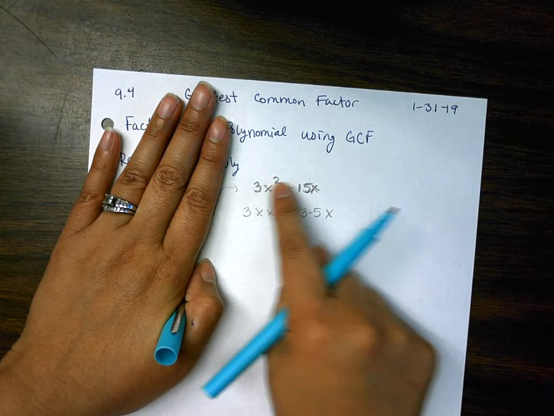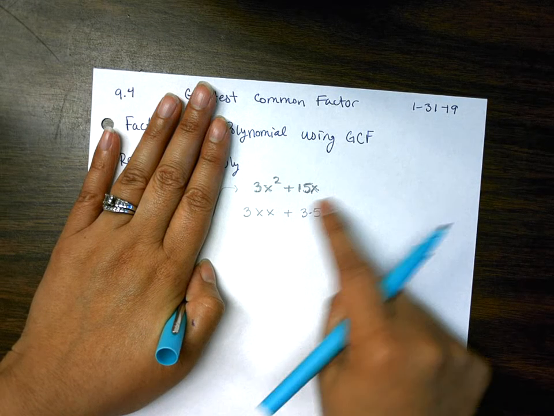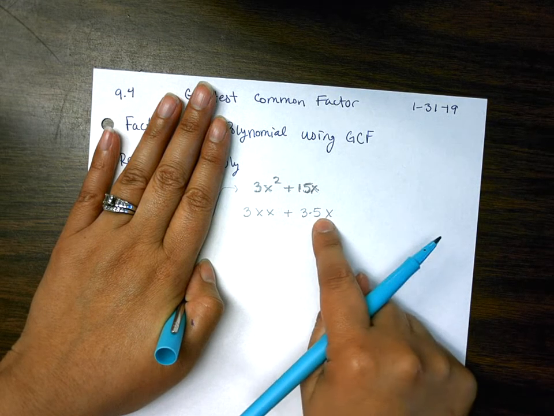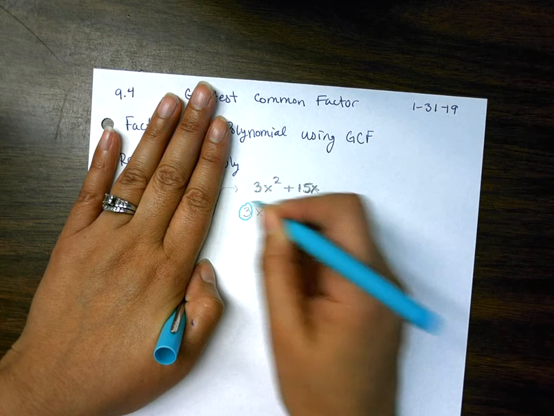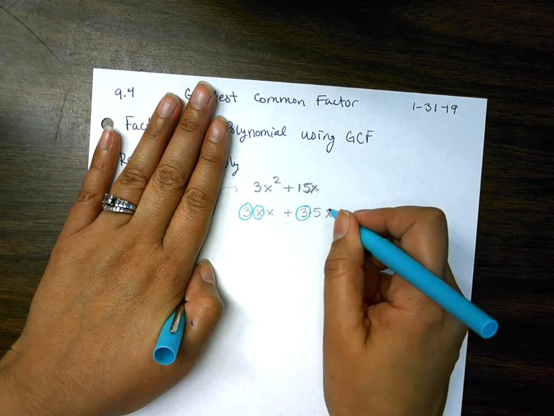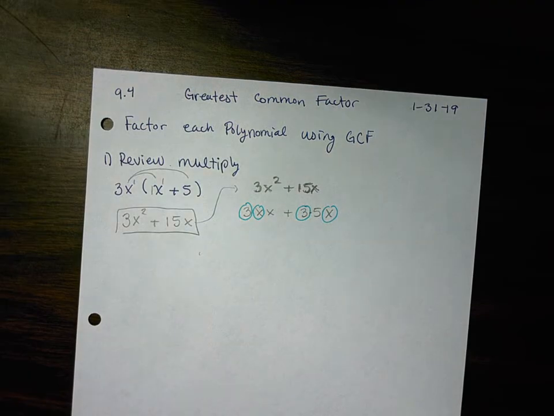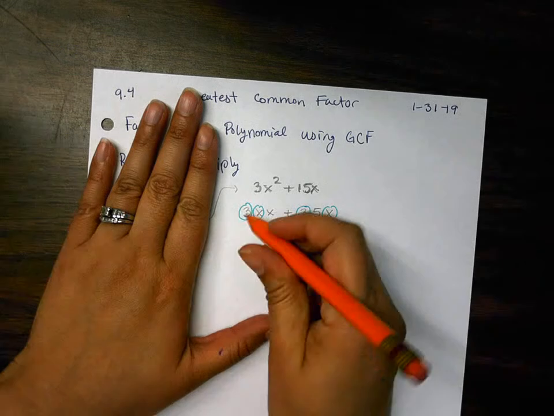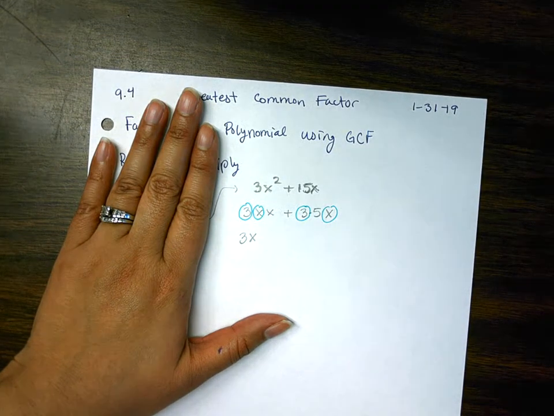Okay, so there's 2 terms. On the 3x squared, these are my factors. On the 15x, these are my factors. What are the common factors? Do they have a 3 in common? Do they have a 5 in common? No. Do they have an x in common? Do they have another x in common? No. So what I've circled right there is the greatest common factor. They both have a 3, and they both have only one x in common. Would you guys agree? Yeah.